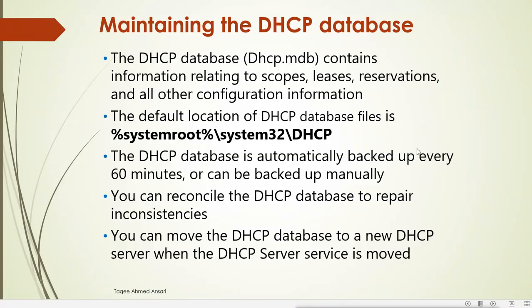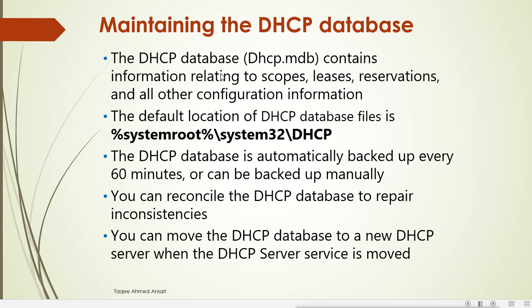What other options do we have? We have the option to maintain the database of DHCP. The DHCP database means the available options for the scope options, the exclusions, all the information about the DHCP: what scopes we have, what ranges we have created, what scope options we have created.